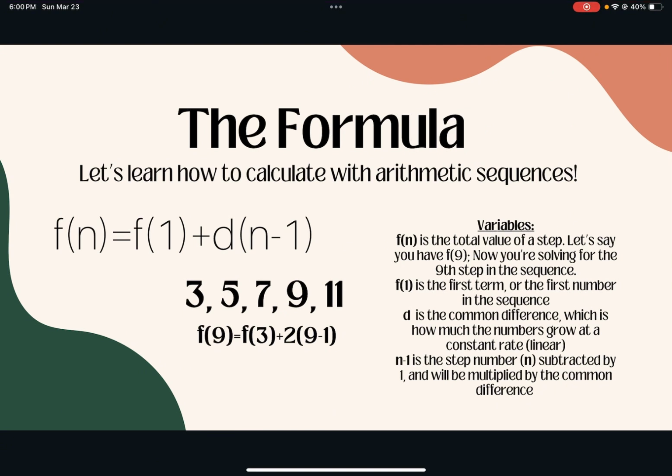And since we're solving for step 9, we'll subtract 1. So we have step 9 equals 3, remember that's our first term, plus 16. Remember we did 2 times 9 minus 1, so that's 2 times 8, 16. So in the end, f of 9 equals 19.